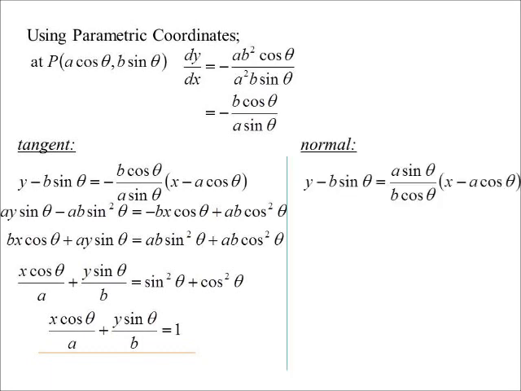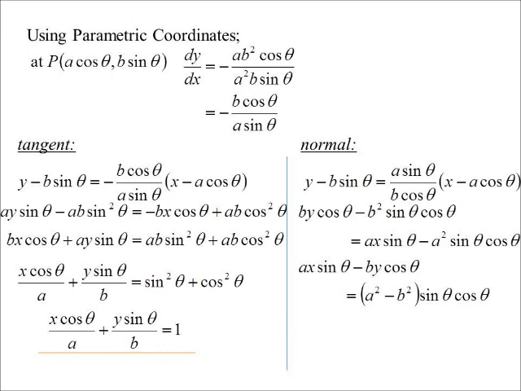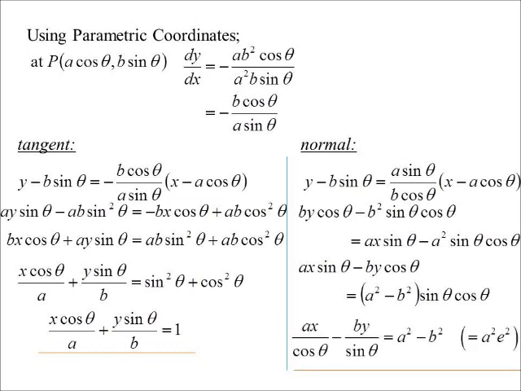What happens with the normal? So now it's a sine on b cos. Expand that one out. This time I'm going to divide everything by sine theta cos theta. And that'll leave me with the a squared minus b squared on the right hand side, like I had before with the Cartesian one. And so there it is, ax on cos theta minus by on sine theta is a squared minus b squared, or of course it could be a squared e squared, depending on how you prefer to write that one.